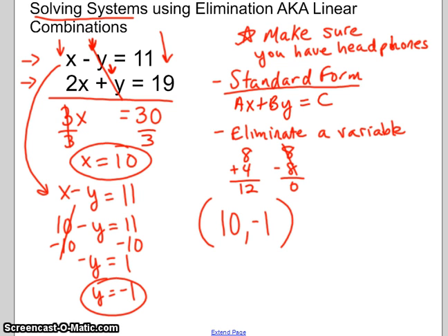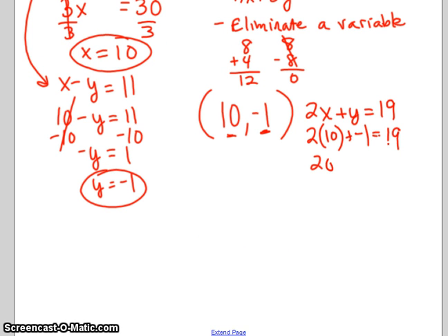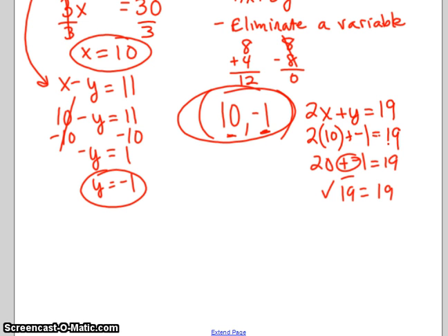You can always double check to make sure you did it correctly. I'm going to use this equation to double check: 2x plus y equals 19. 2 times 10, because we had x equals 10, plus negative 1, because we had y equals negative 1, equals 19. 20 plus negative 1, or 20 minus 1, equals 19. Yep, 19 equals 19, so we got it correct: 10, negative 1.